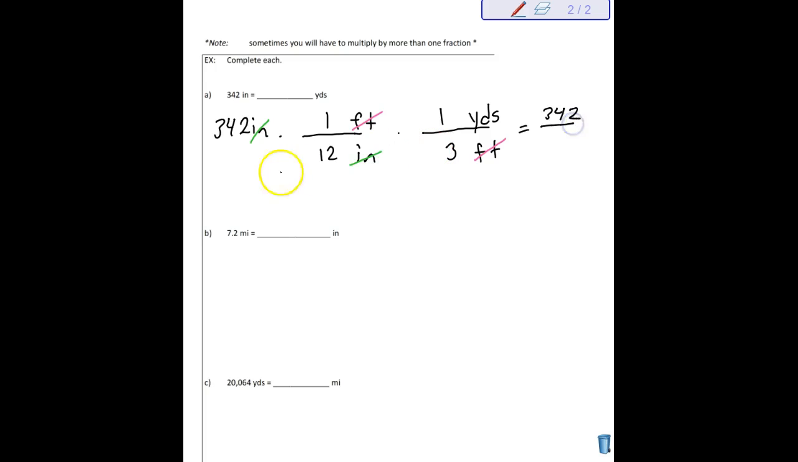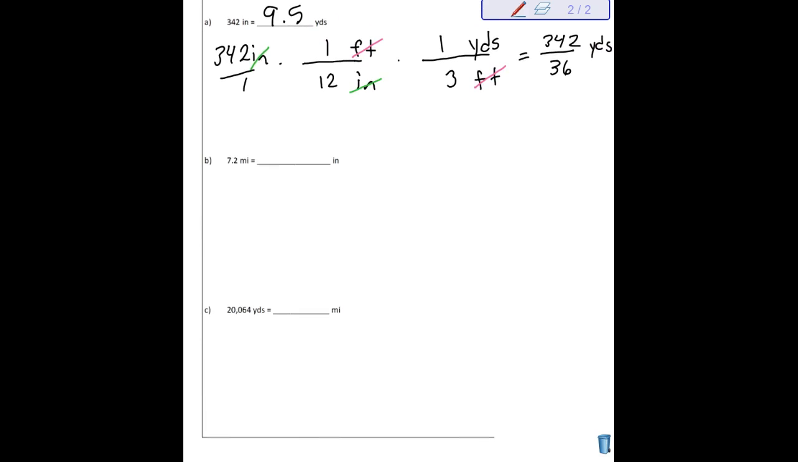And then in the bottom, remember this is 1 when it's not there, 1 times 12 times 3, so that's 36. And this should give us how many yards? So take 342, divide by 36, and we get 9.5. So 342 inches is the same as 9.5 yards.